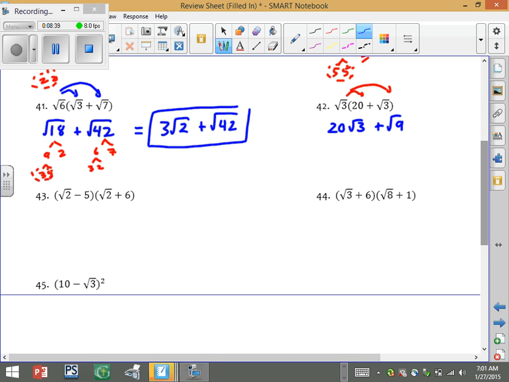Not quite done because I know what the square root of 9 is. If you know a square root or if you can simplify, you need to do that. So there's that. Now it becomes time to FOIL these things.